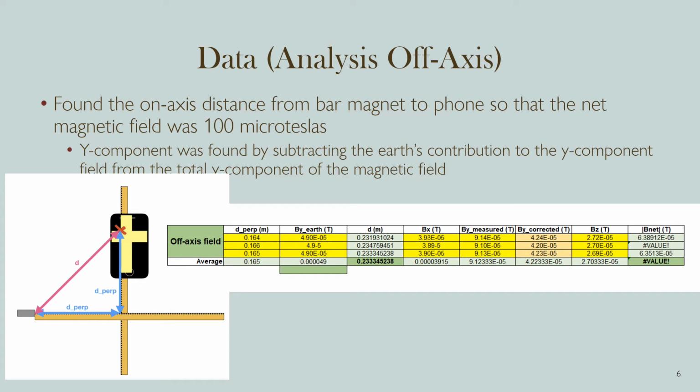For the off-axis analysis, we found the on-axis distance from the bar magnet to the phone so that the net magnetic field was 100 microteslas, and the y component was found by subtracting the Earth's contribution to the y component of the magnetic field from the total y component of the magnetic field.